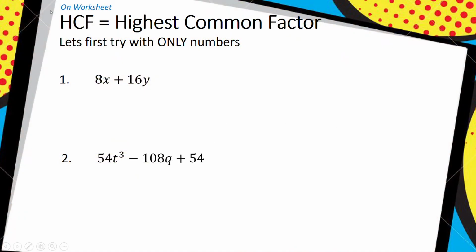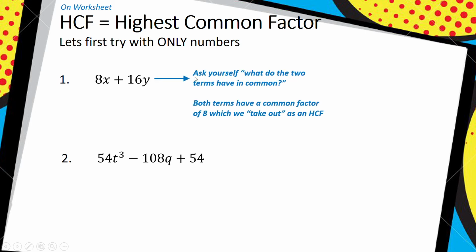This is on the worksheet that I gave you in class. So highest common factor would be basically the biggest number that can go into another number without any remainders. Highest common factor. So what is the highest common factor of 8 and 16? The highest common factor is 8. So in factorization you ask yourself, what do the two terms have in common? Well, both terms have a common factor of 8, which we can take out as a highest common factor.